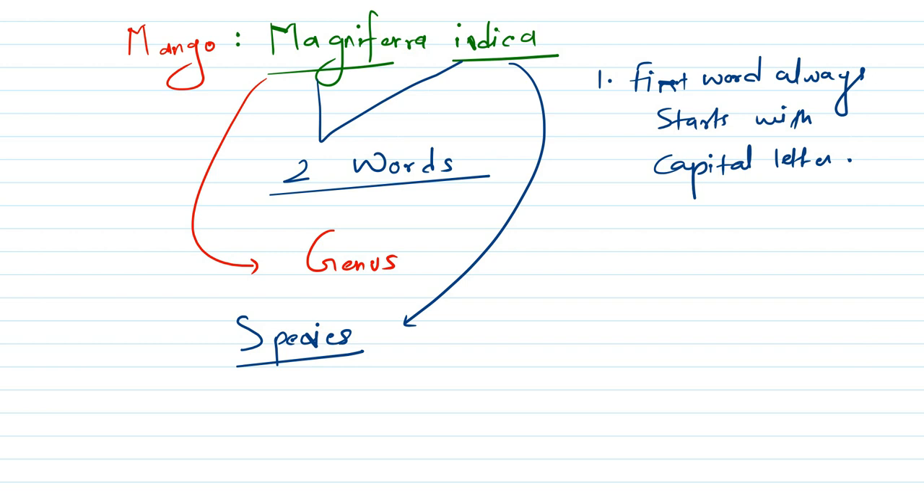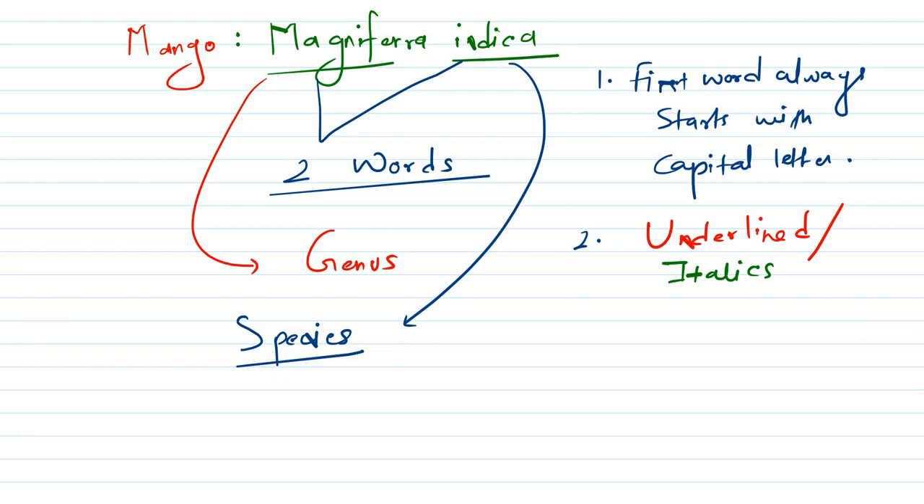The second rule is, always remember that whenever we write scientific names, they have to be underlined. As you can see, I have underlined the two words, so they need to be underlined. Or if they are in printed format, they have to be in italics.